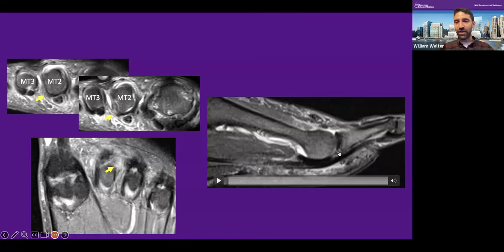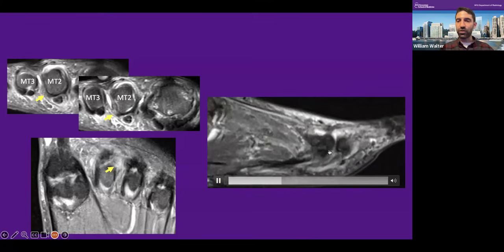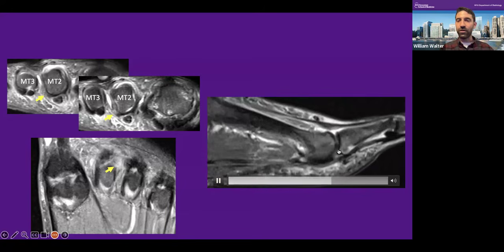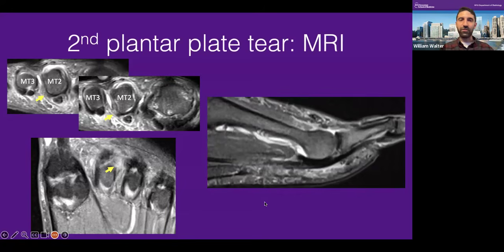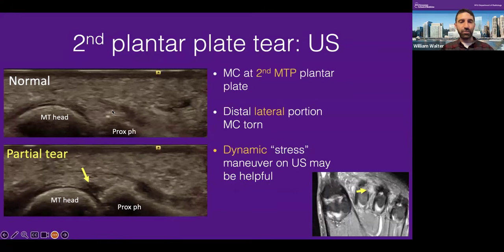On the sagittal image, that 2.5 millimeter cleft is markedly widened. So the plantar plate tissue has torn and pulled back from the proximal base of the proximal phalanx. And as we scroll out laterally, we'll see that there's just no continuous dark tissue right here attaching to the base of the proximal phalanx. So that's a full thickness tear of the lateral part of the second MTP plantar plate.